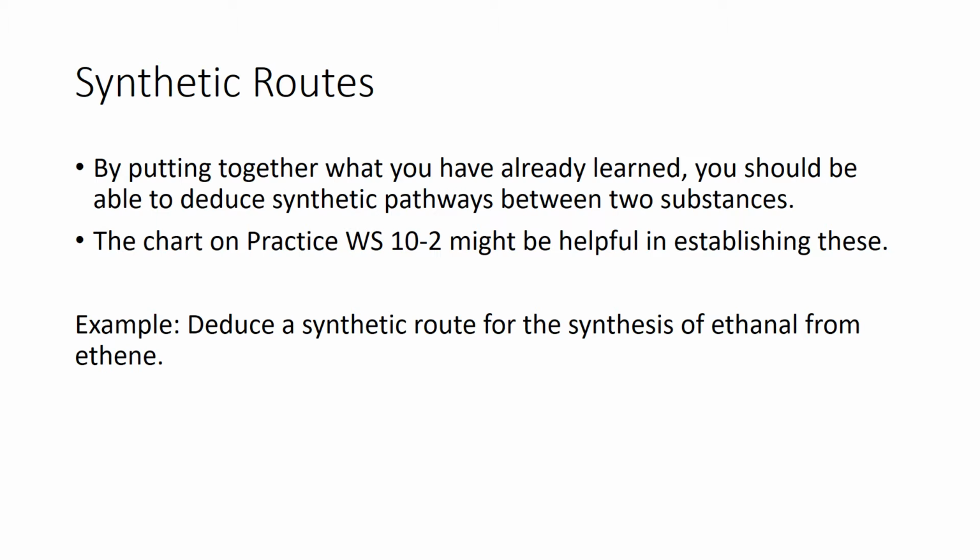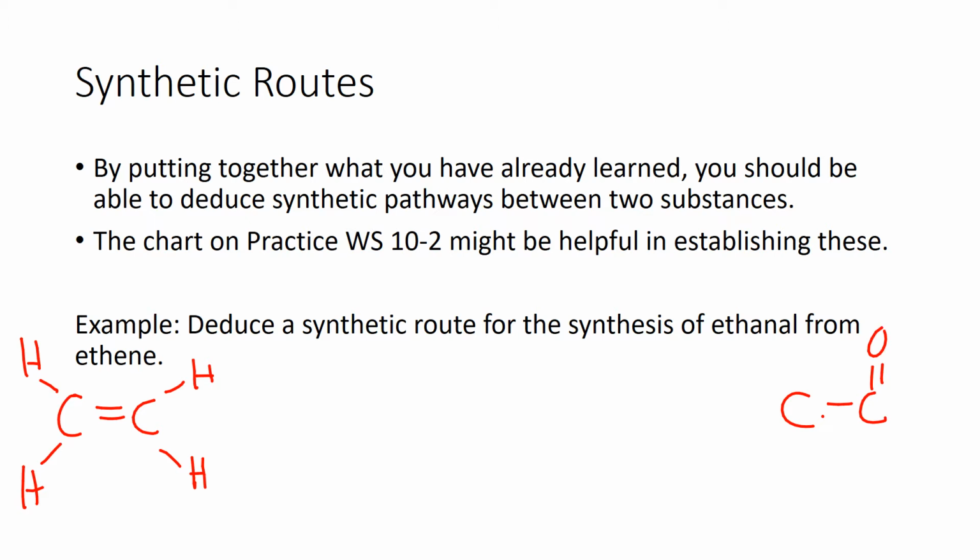Deduce a synthetic route for the synthesis of ethanal from ethene. So we're starting with ethene, and we're trying to get to ethanal. Some people find it helpful to work backwards, and some people find it helpful to go forwards. I think it's a little easier to work backwards. So ethanal. What did we most likely form that from? If I see an aldehyde, I'm immediately thinking that it's a product of oxidation. So I'd go back one step and say, okay, I must have had ethanol here.